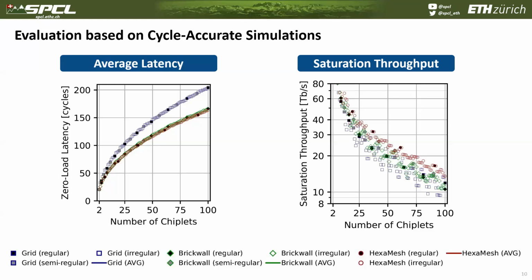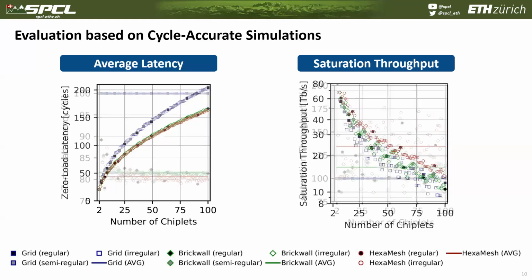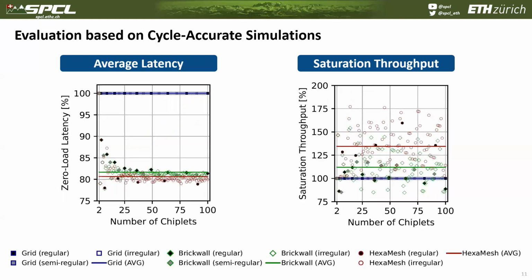So what we can do to make it more readable is to assume that the grid is our baseline, and therefore we set for each given chiplet count the throughput and latency of a grid arrangement to 100%. Then we can express the latency and throughput of the brick wall and HexaMesh arrangement as percentage of the grid arrangement. This looks something like this.